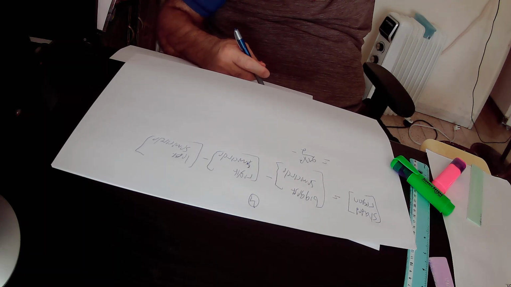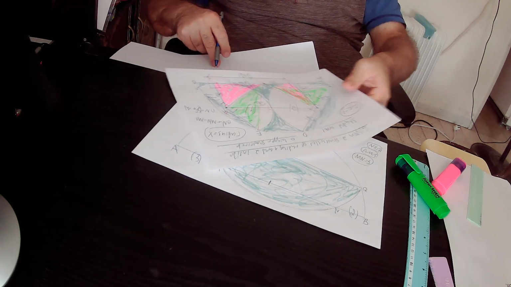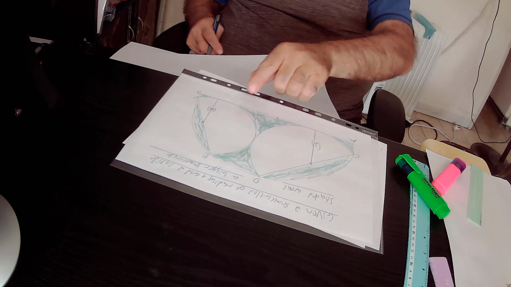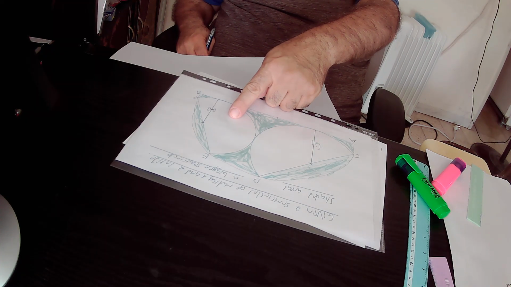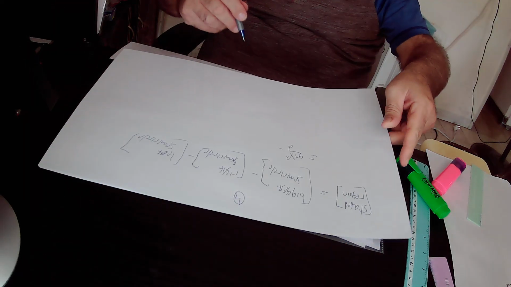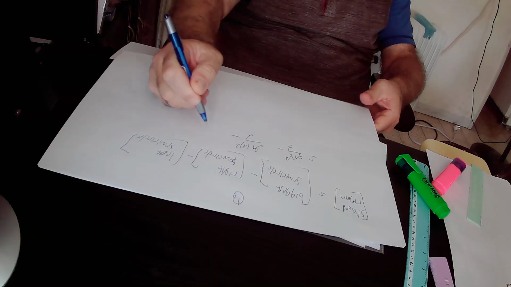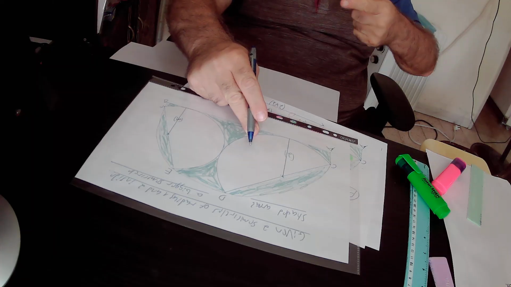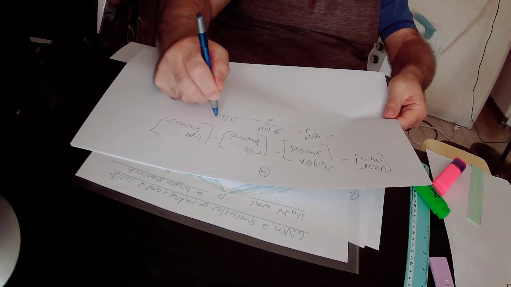Minus the area of the right semicircle. This is the right semicircle. The radius of this right semicircle is 1, and therefore its area must be equal to pi times 1 squared over 2. Minus the area of the left semicircle. The radius of this left semicircle is 2. Therefore, the area of this left semicircle must be equal to pi times 2 squared over 2.